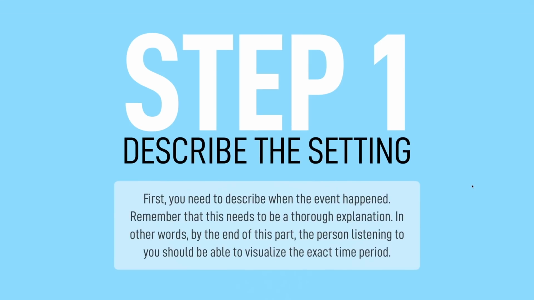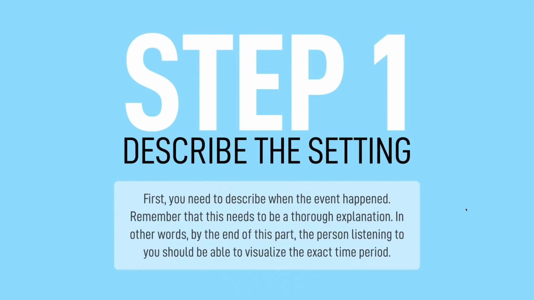All right, step number 1, describe the setting. First, you need to describe when the event happened. Remember that this needs to be a thorough explanation. What you're doing is basically painting a picture in the mind of the person listening to you. That's right, you're setting the stage and helping the listener see or visualize the story you are about to tell them.